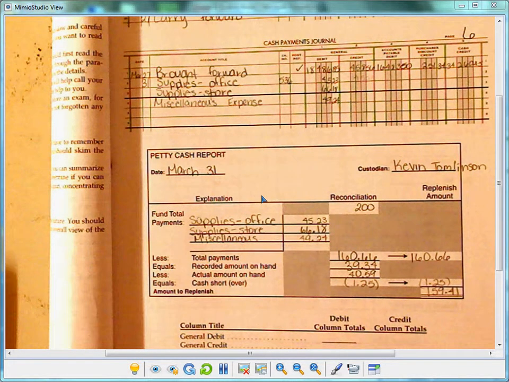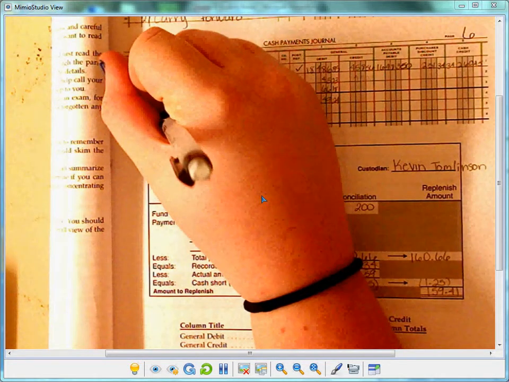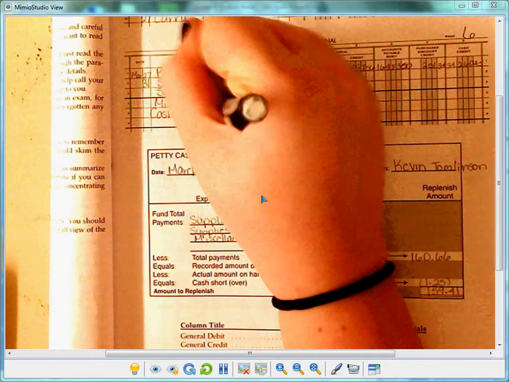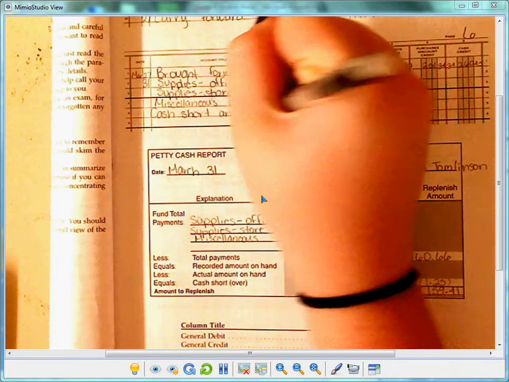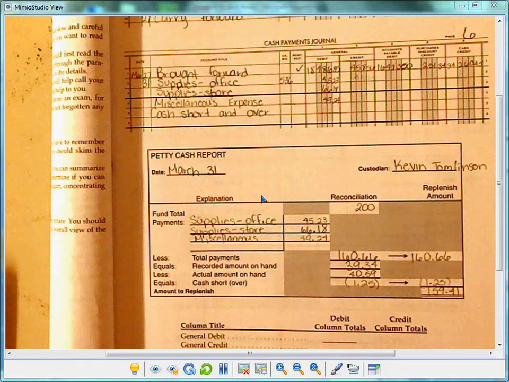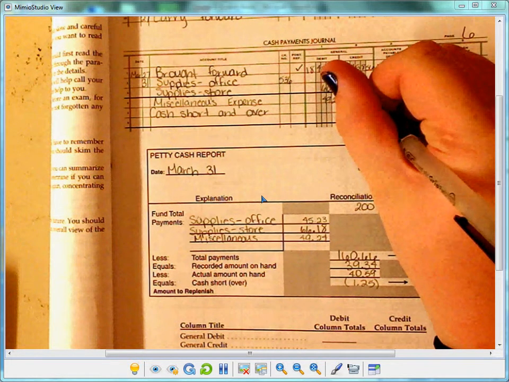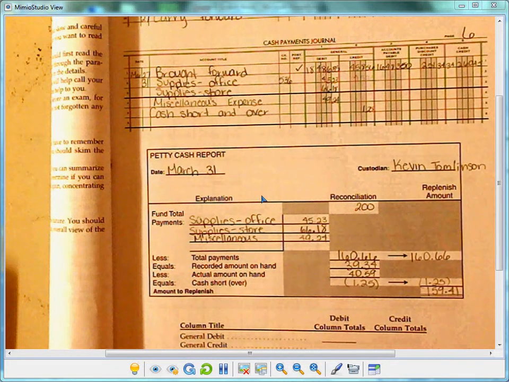Okay, and then our last account is going to be cash short and over. And we know it's $1.25, but is it a debit or a credit? It's a credit. So put the $1.25 in the general credit. And then you could double check to make sure you got things right. So you could add your debits and subtract your credit. Or if you just look down below in our report where we have the amount to replenish, the $159.41, you need to write in the cash credit on line 2, so on the same line as supplies-office. So cash credit of $159.41.